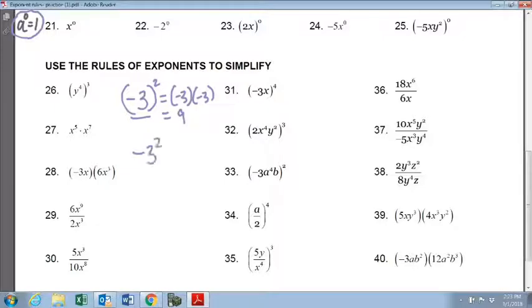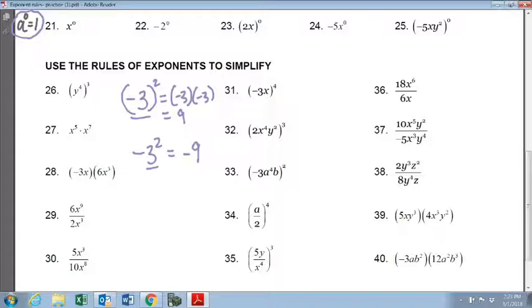If you had a problem like this, negative 3 squared without the parentheses, this time my base is just the 3. So I've got to ignore the negative for now because we always will apply the exponent first. Order of operations would require us to do that. So we get 9, and then apply the negative. So in the first case, we get 9, and in this case, we get negative 9.